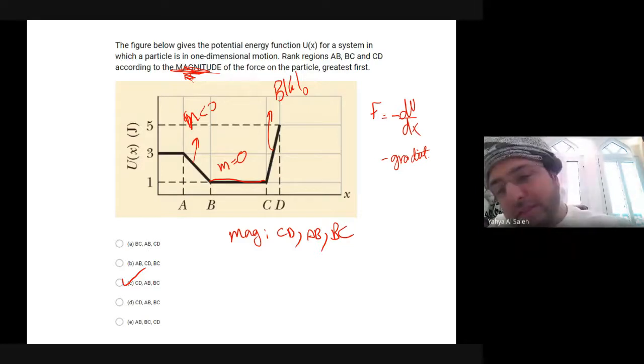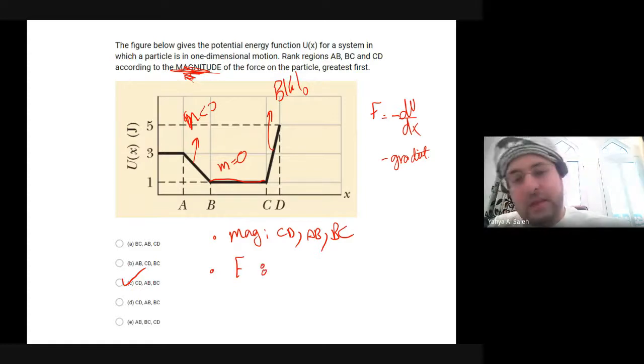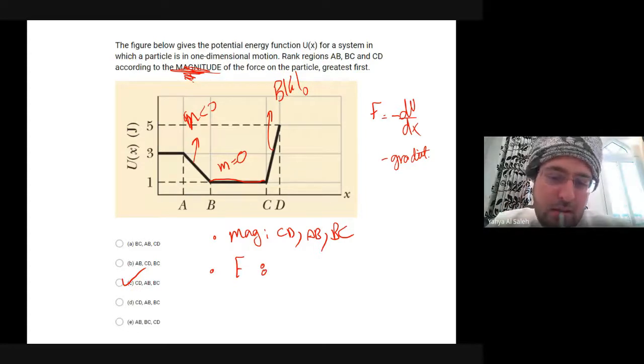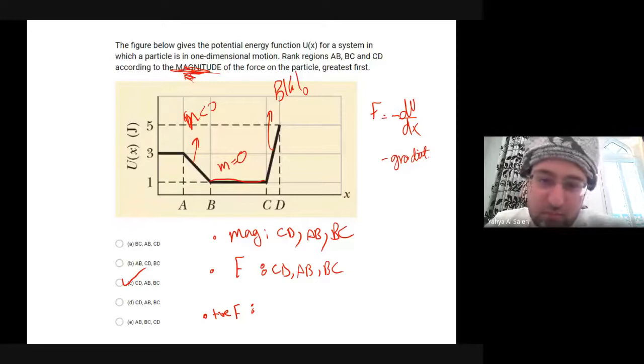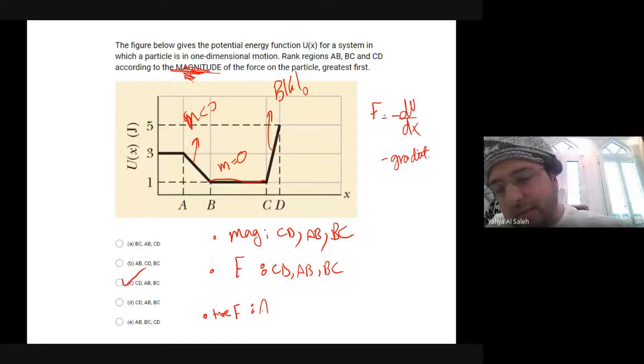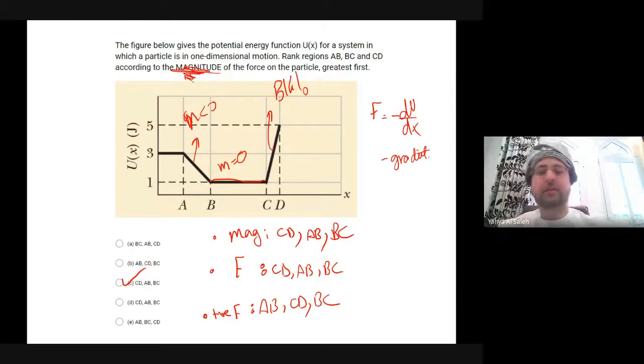If we did not say magnitude, if we said according to the force, then again it would have been the same: CD, AB, BC. If we said in terms of positive force, only then would it be AB, CD, BC.